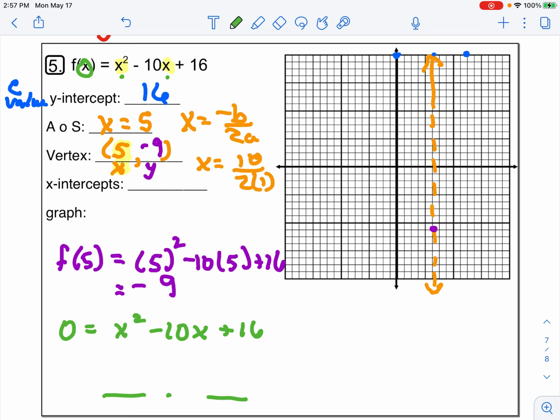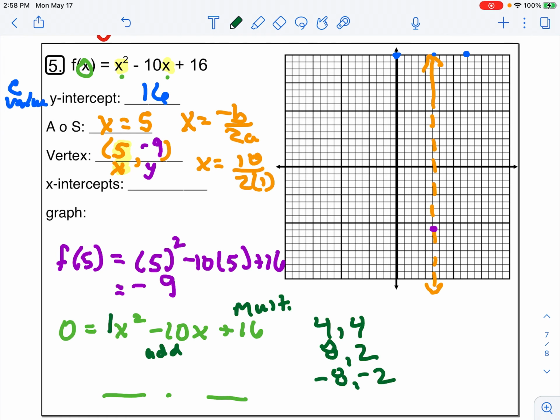I look for a greatest common factor. I don't have one. When the a value is 1, then I can look for two numbers that multiply to 16 and add to negative 10. So I just start guessing and checking. Well, 4 times 4 is 16, but that adds up to 8 or negative 8. So that's not going to work. How about 8 times 2? That's 16, but that adds up to 10. But I need it to add up to negative 10. So what if it was negative 8 and negative 2? That would still multiply to positive 16 and add up to negative 10.